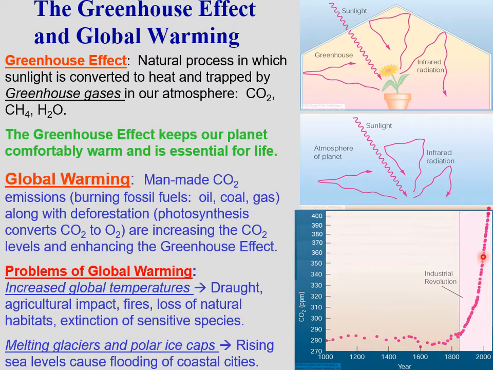We have seen the carbon dioxide levels in our atmosphere rising dramatically since we started burning fossil fuels at the beginning of the Industrial Revolution. So the problems with global warming are that if the temperature of the Earth increases too much, this will lead to drought, agricultural impact, fires, loss of natural habitats, and extinction of sensitive species. And in addition, melting glaciers and polar ice caps leads to rising sea levels, which causes flooding of coastal cities.